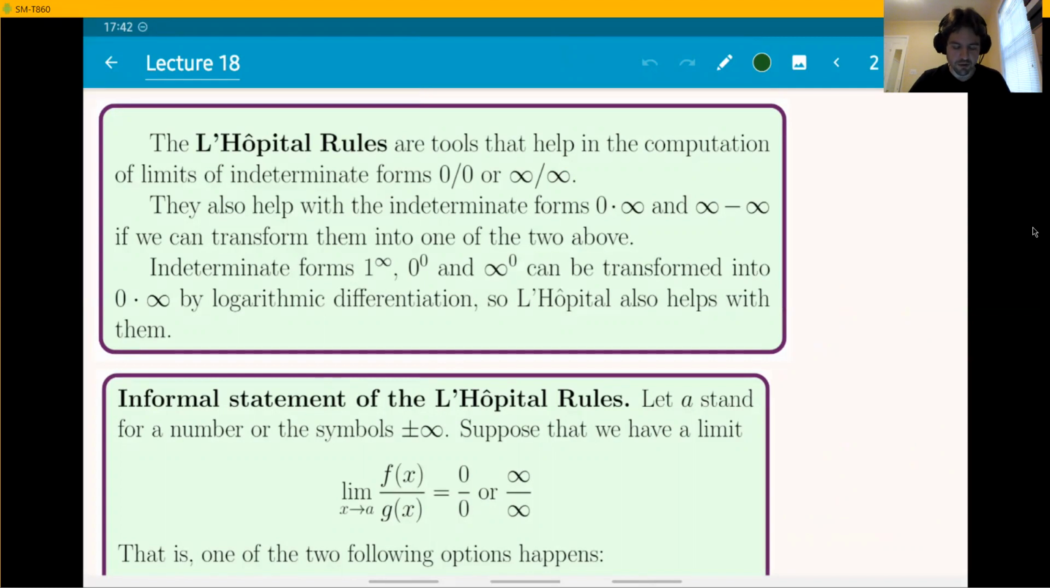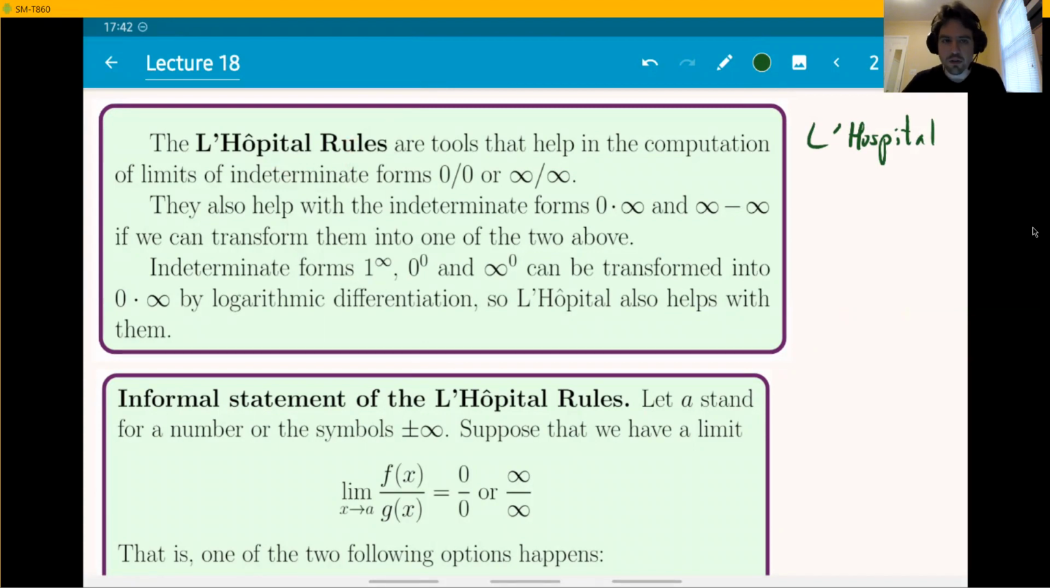You can read more about this in our book, but try to learn how to spell this: L'Hopital. You can also spell it with an S, like L hospital, like that. But anyway, these are rules for calculating limits of quotients.